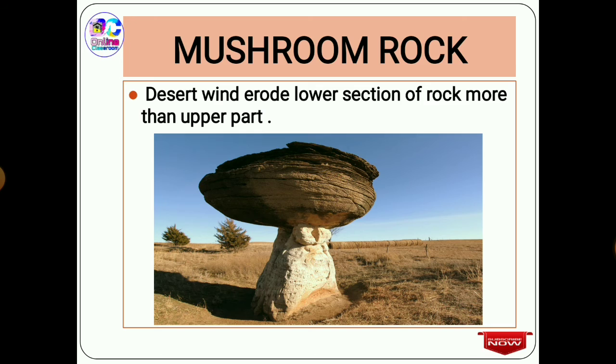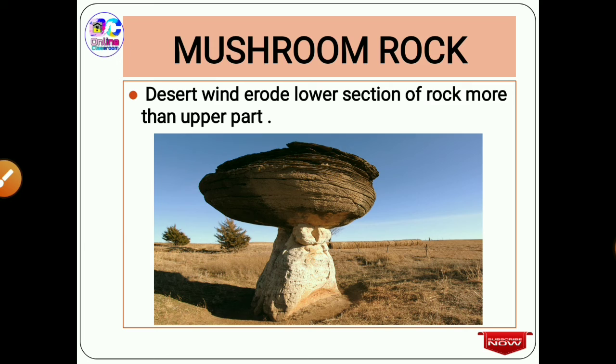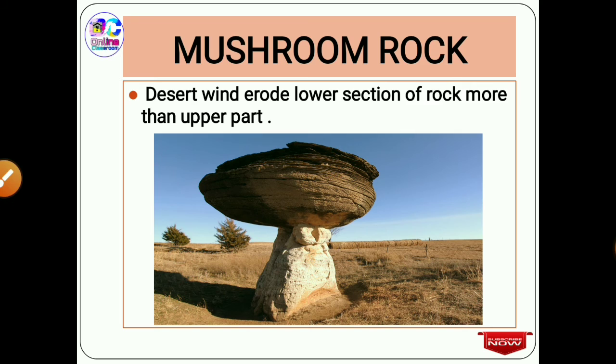The first one is the mushroom rock. When the desert wind erodes the lower sections of the rock, they are merely left behind, and the upper portion remains. When the wind moves on all sides, you can see the upper portion of the rock is left behind while the lower portion has been worn away, giving it the shape of a mushroom. This gives rise to the formation of mushroom rocks.